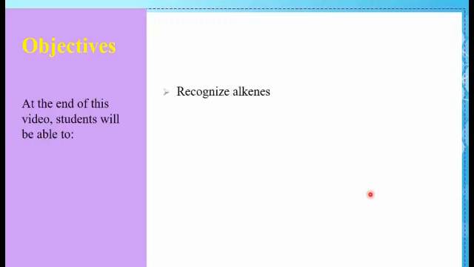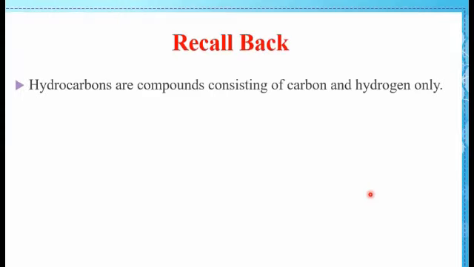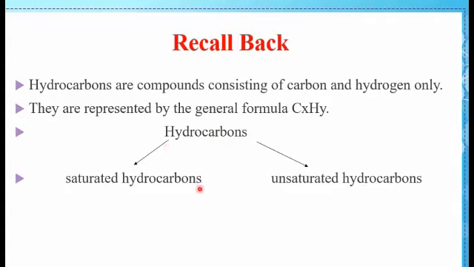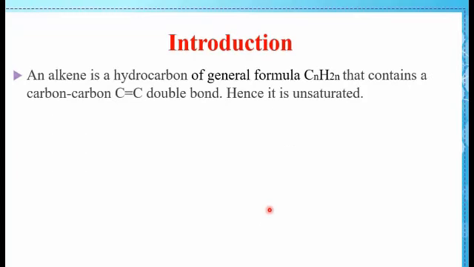The objectives are to recognize alkenes and apply IUPAC to give names for different alkenes. First, we know the hydrocarbons are compounds consisting of carbon and hydrogen only. They are represented by the general formula CxHy. The hydrocarbons are of two types, saturated hydrocarbons and unsaturated hydrocarbons. The saturated hydrocarbons are the alkanes. The unsaturated hydrocarbons are alkenes and alkynes.